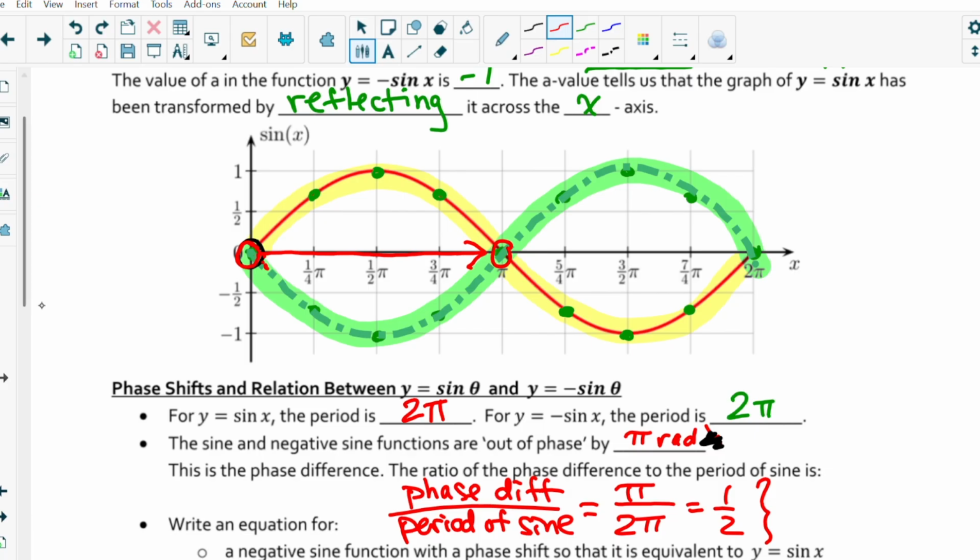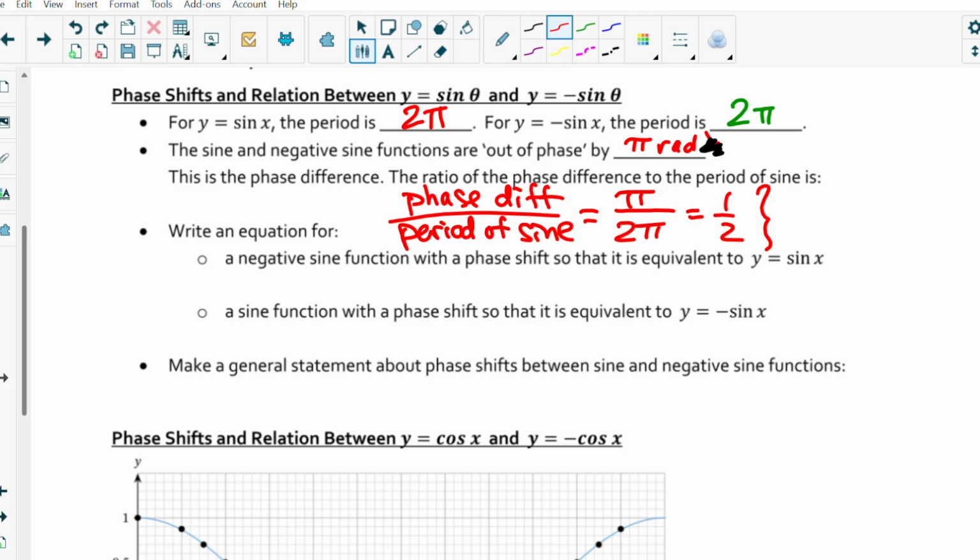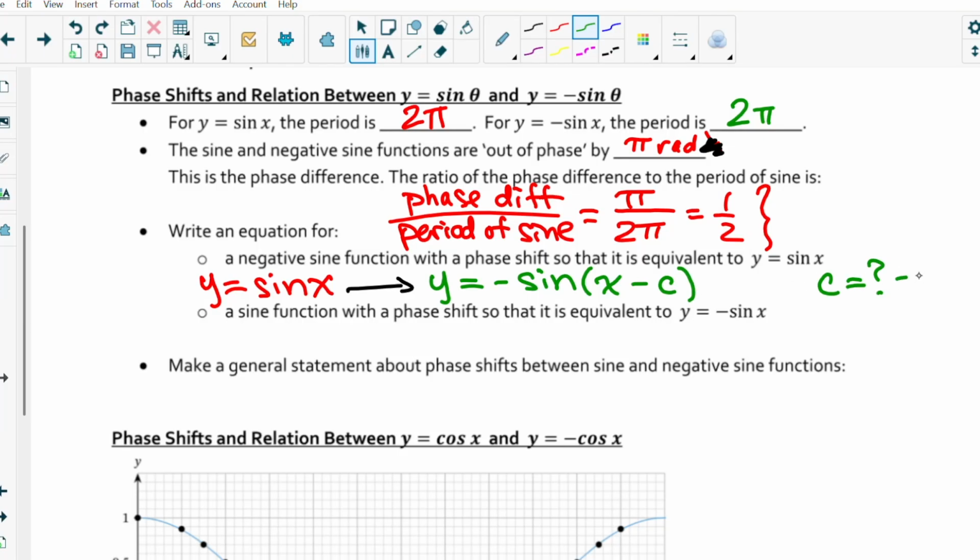Okay, so write an equation. Let's think of equivalent equations here. Write an equation for a negative sine function with a phase shift so that it is equivalent to y equals sine of x. So if I start with y equals sine of x, what's the equivalent negative version of it? So y equals negative sine of, in brackets, x minus, what's my c value? C equals what? Well, let's take a look.